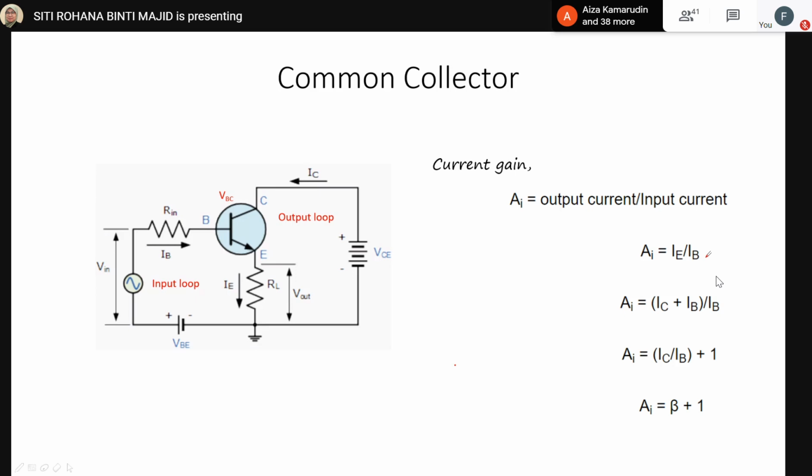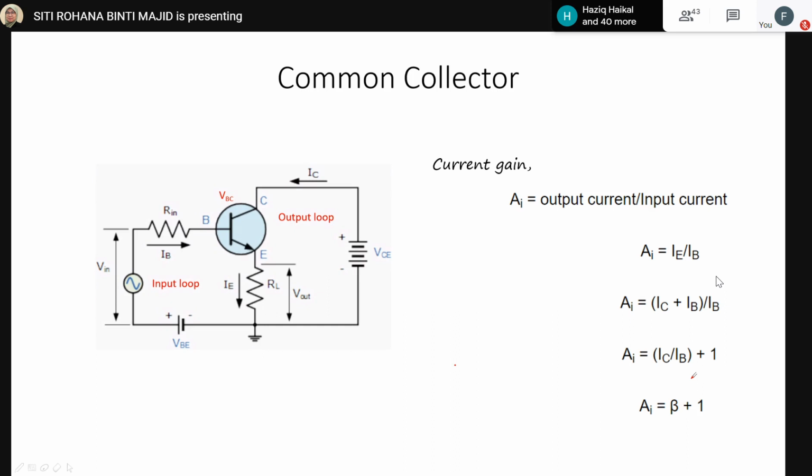And then after you substitute IE equal to IC plus IB, you will get AI equal to IC over IB plus 1. And then we know that beta equals IC over IB. And then finally, you can calculate the current gain AI equal to beta plus 1.